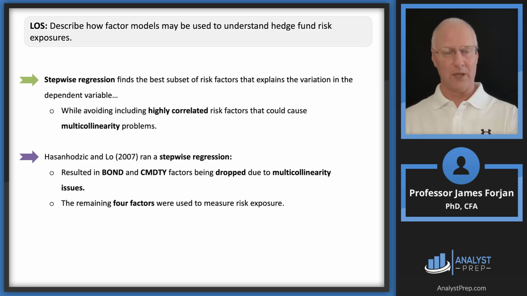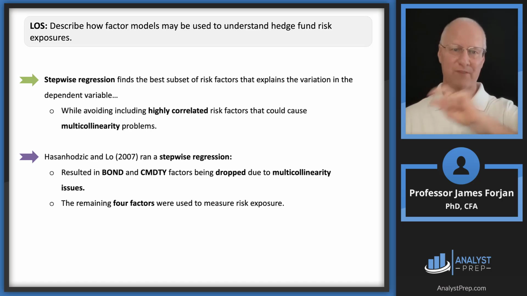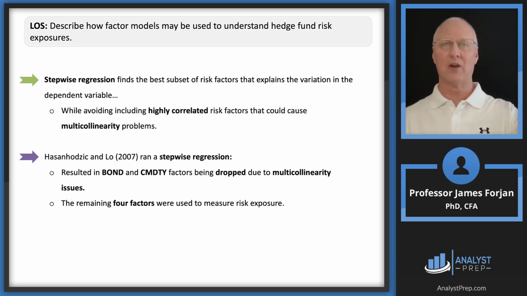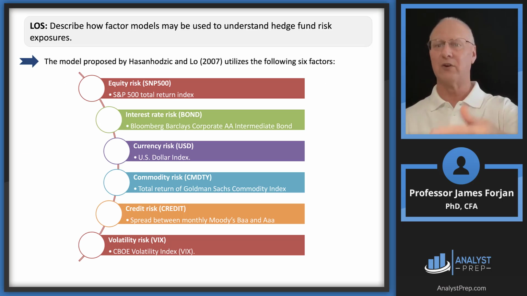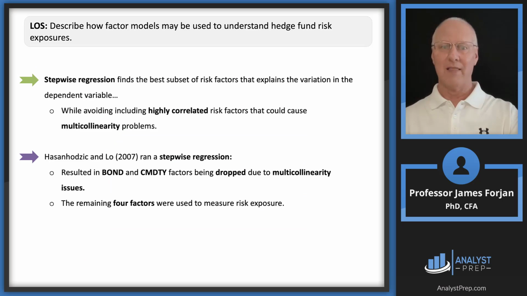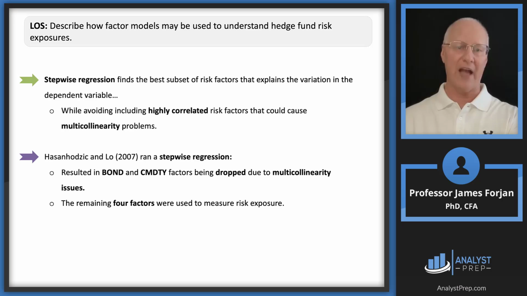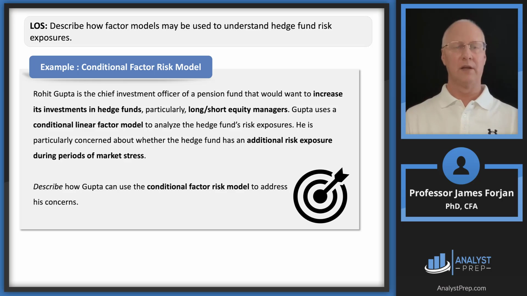So this is probably important. I always question whether the Institute would be interested in referring to a specific model and specific results. Historically, they kind of shy away from that, but maybe they're moving to this. So I would remember these 6 factors, and I would remember that the bond market and the commodity markets have lots of collinearity. So the remaining 4 factors were used to measure that exposure.